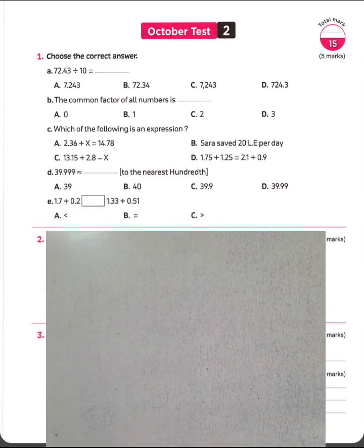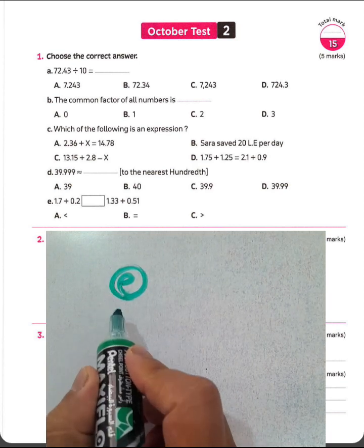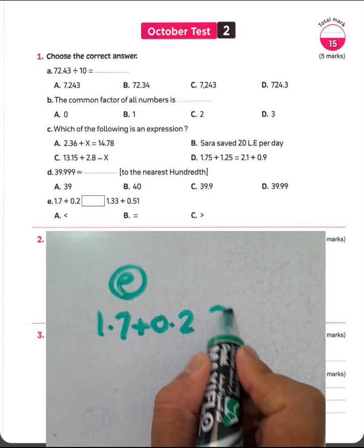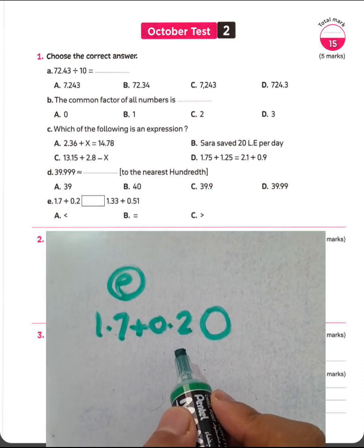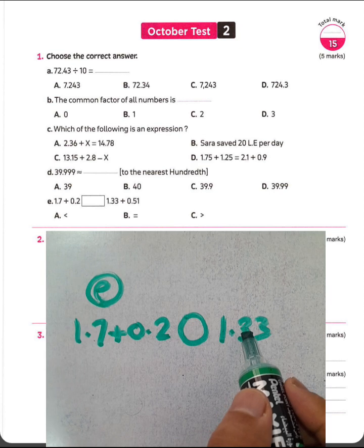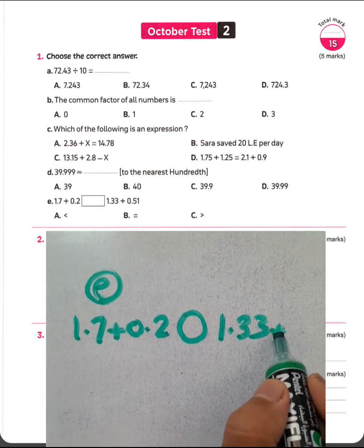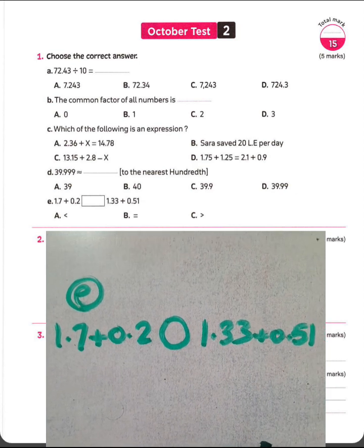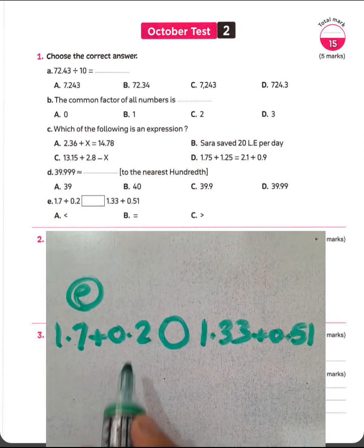Question letter E: 1.7 plus 0.2, or 1.33 plus 0.51. We can add them.